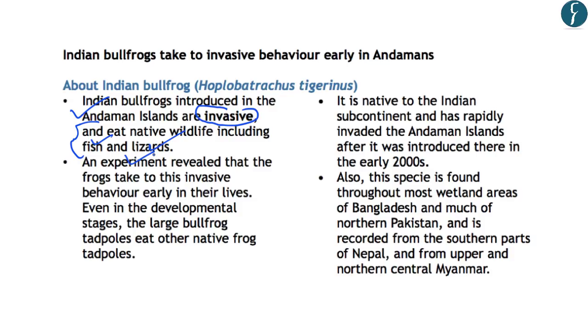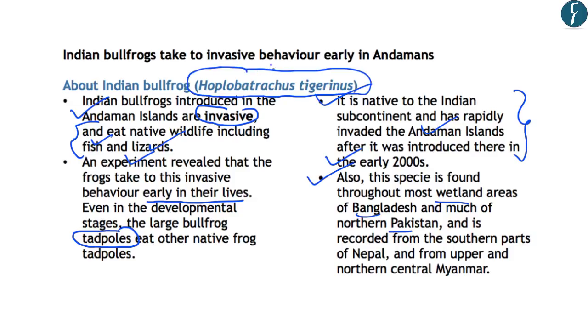It highlighted that these frogs take to invasive behaviors early in their lives, and even in the developmental stages, these bullfrog tadpoles eat other native frog tadpoles. Regarding the location where they are found, it is native to the Indian subcontinent and it has invaded Andaman after it was introduced in the early 2000s to this island. And this species of frog is found throughout most of the wetland areas of Bangladesh, Pakistan and Nepal, etc. and also Myanmar. So it is primarily native to the Indian subcontinent.